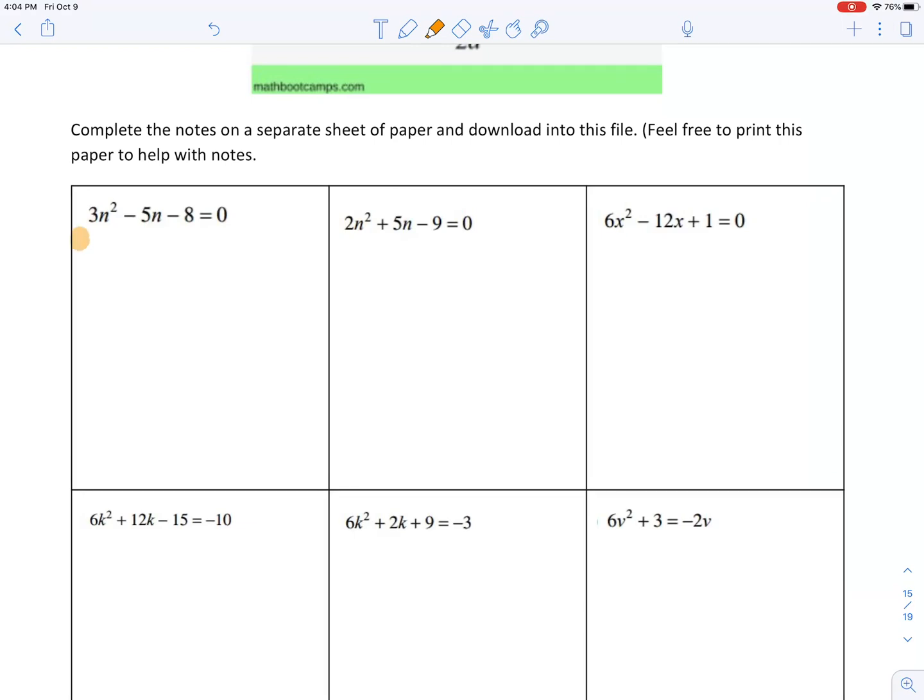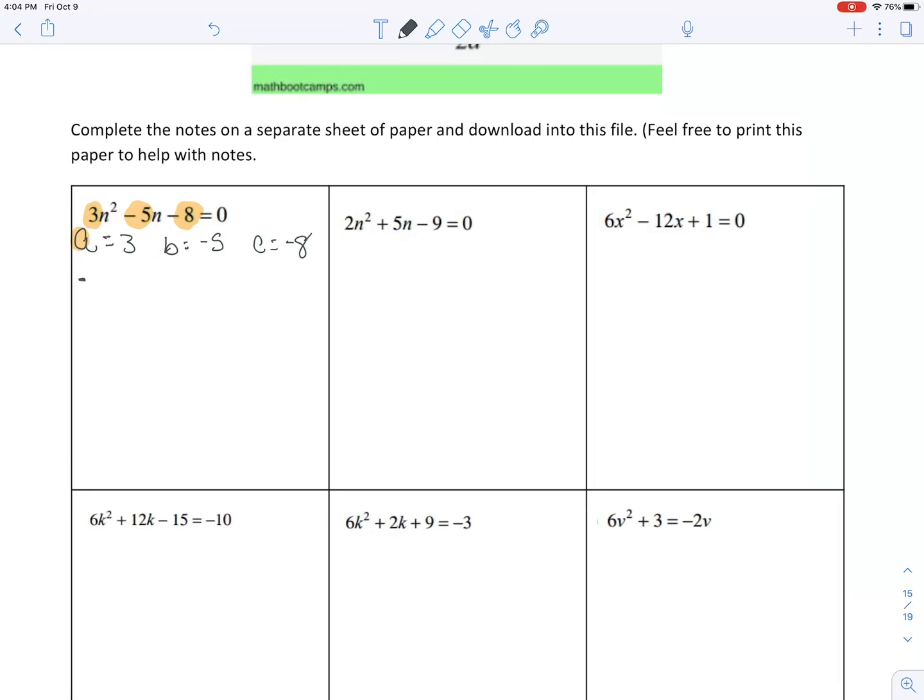So the first thing we need to do is identify a, b, and c. So a in this case is 3, b is negative 5, and c is negative 8. So we have a, b, and c. So the coefficient of n squared is a, the coefficient of n is b, and the constant is c. So now, once we have this and it's equal to 0, we're going to put it in the quadratic formula.